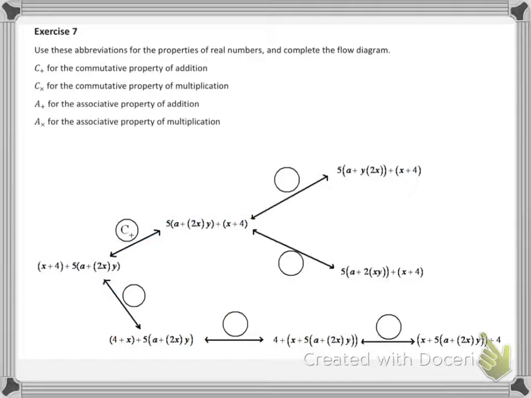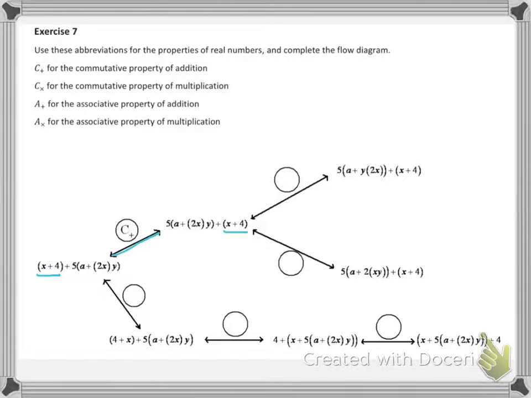Number 7. We're going to do the same thing, same idea, where we're going to justify the change from one expression to another based on the commutative properties of addition and multiplication and the associative properties of addition and multiplication. So the first one has been done for us, and they tell us that this change here is the commutative property of addition. So they changed the order, and you can see that here. This x plus 4 was at the beginning, now it's at the end.